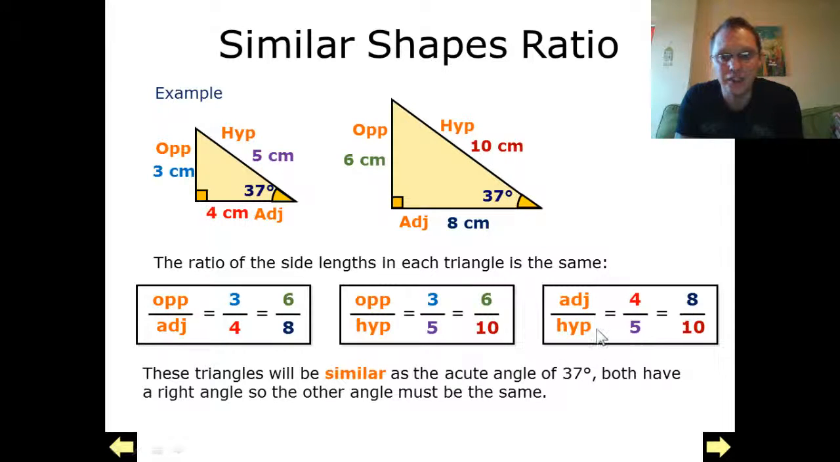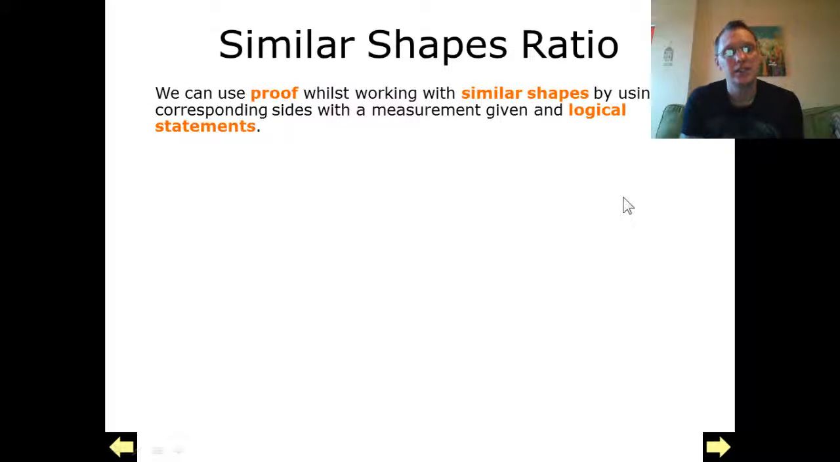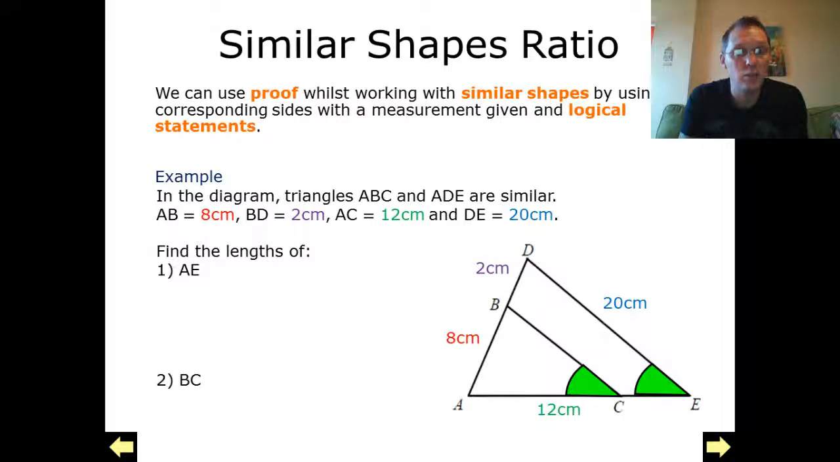In which case, we're just using ratios to maybe find missing sides. So we can use this idea when we are working with maybe harder looking questions. So here we've got a problem, and here we're going to use a bit of proof writing as well.